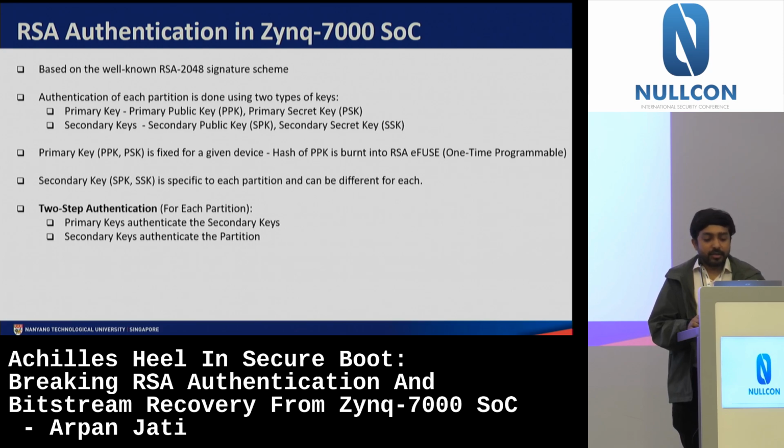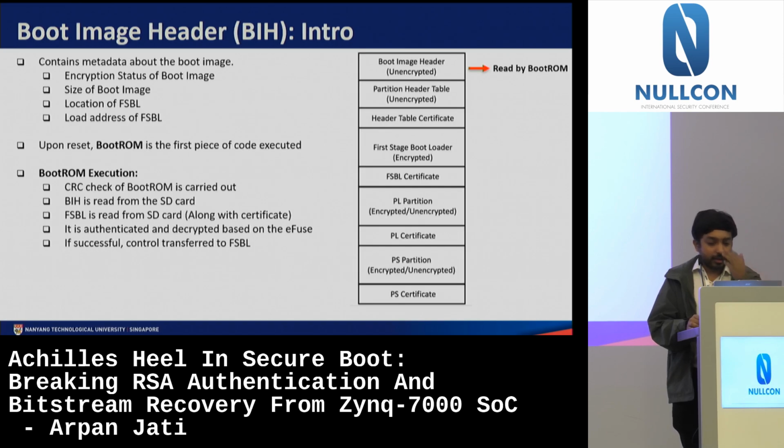That's the primary. The primary keys are protected because on the eFuse, which is the one-time programmable memory, normally the hash of the PPK is stored. So basically the initial boot ROM validates that this primary key is genuine and should be used, just by knowing that the hash is correct. The primary key is used to authenticate the secondary ones, and the secondary ones are used to actually sign the images. So it goes like that.